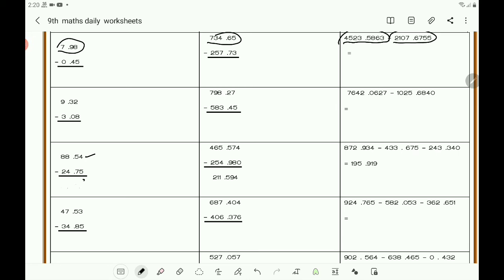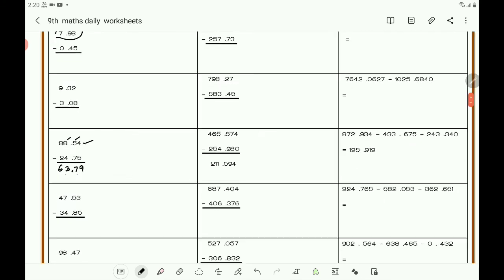If you take this one, it becomes 14 minus 5. 14 minus 5 is 9. Here 4 is remaining. Again 14 minus 7, 7. Here 7 is remaining. 7 minus 4, 3. And 8 minus 2, 6. 6616.3... Now you come here. Take this one.